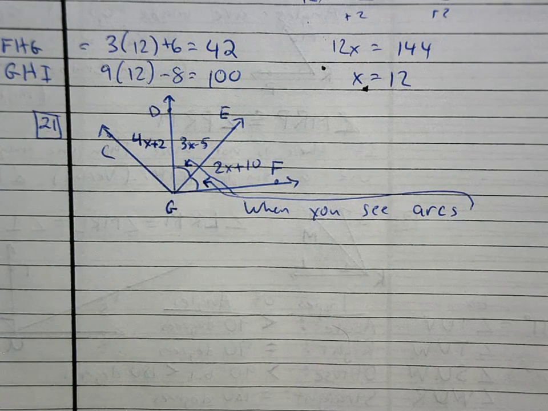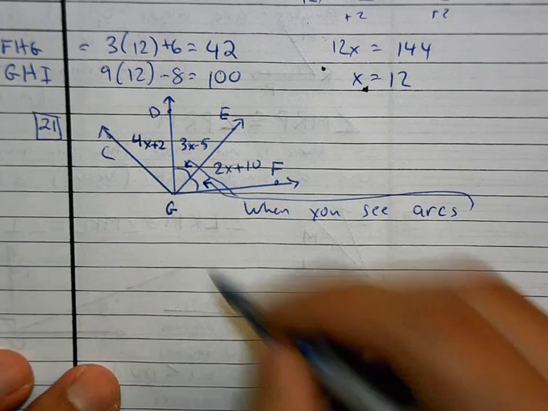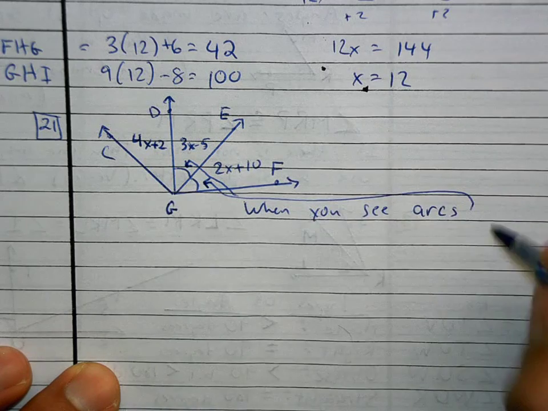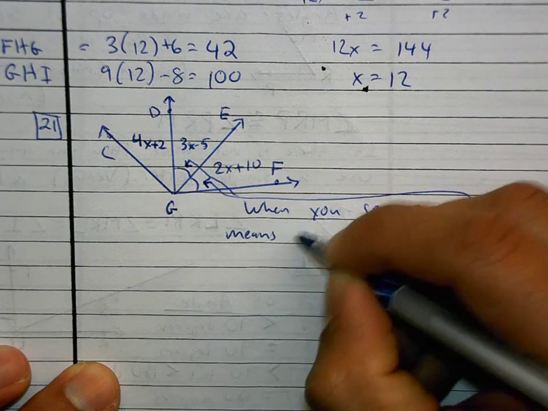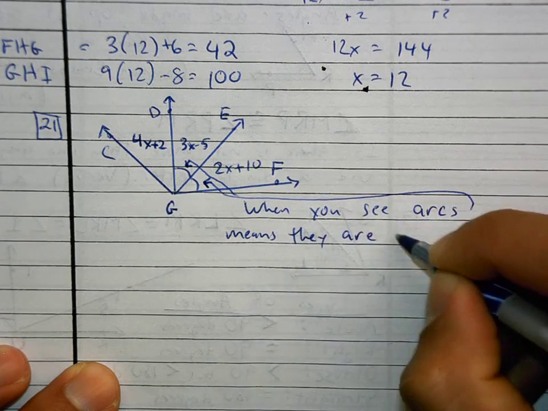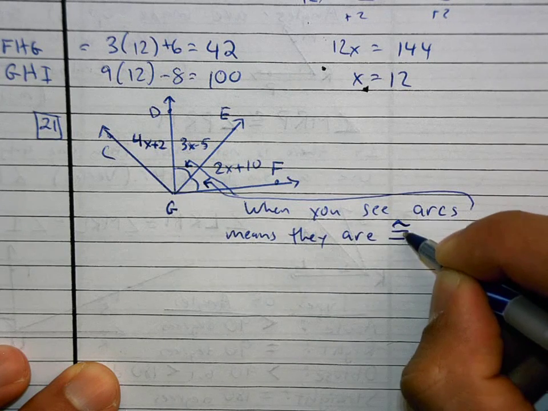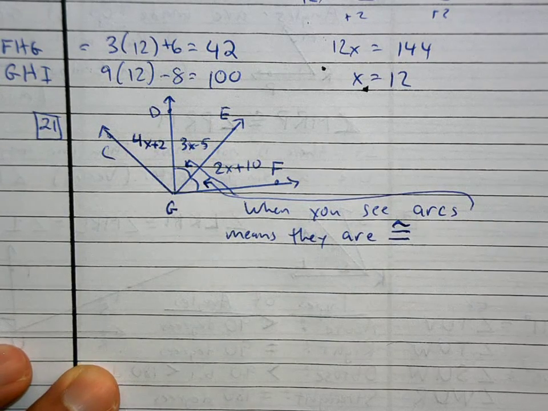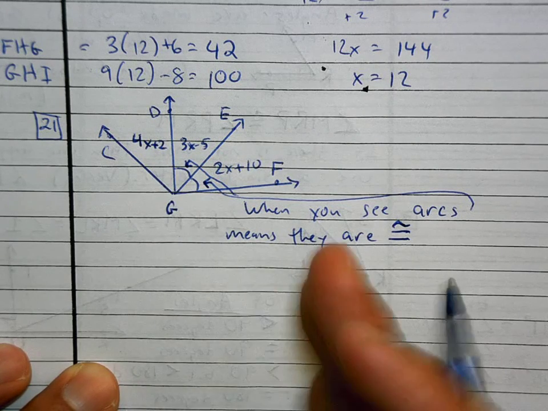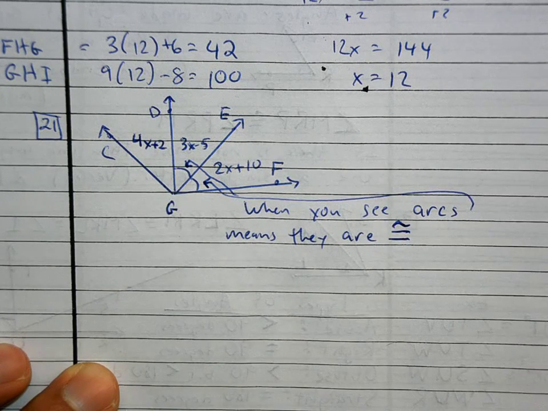A single arc and a single arc means those two angles are congruent, and I'm going to use the symbol for congruent. If you want to write out the word, go ahead and write out the word. When you see those arcs, they are congruent. If you see two double arcs, if two double arcs are the same as each other, then that means they are congruent to each other. A double arc and a double arc means those two are the same. If you see a triple arc and a triple arc, they are the same as each other.